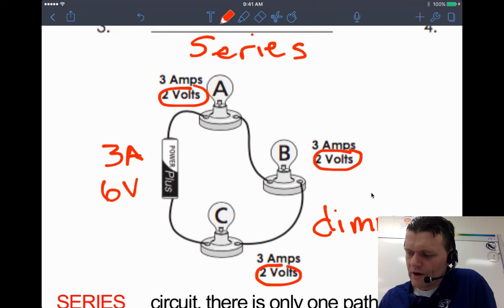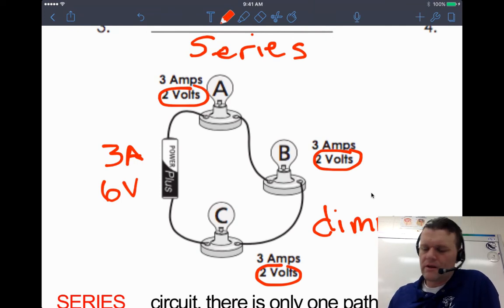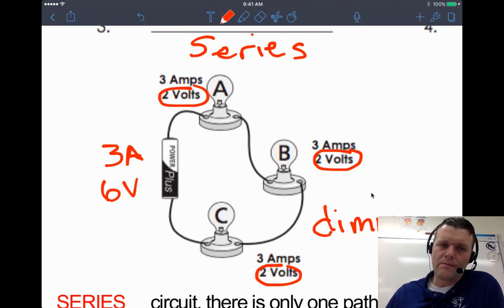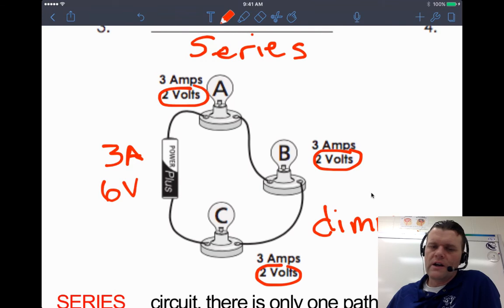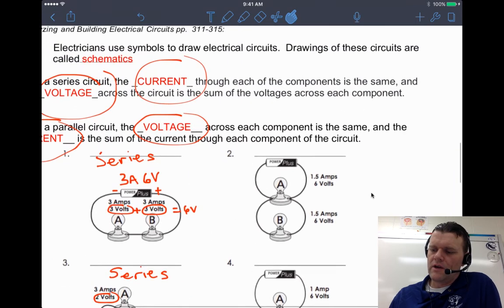I'll show you an app, or there's an app that we can play around with these, and I'll post that in the notes later. But these lights are going to be dimmer because they have less energy per unit charge. They still get the same amount of current. That's still the same amount of electrons making it to each light bulb, but they are dimmer because they have less energy per unit of charge. And again, you can see here that 2 plus 2 plus 2, we still have a total of 6 volts, but there's 3 amps flowing through each light bulb. Let's contrast that, though, with this one.